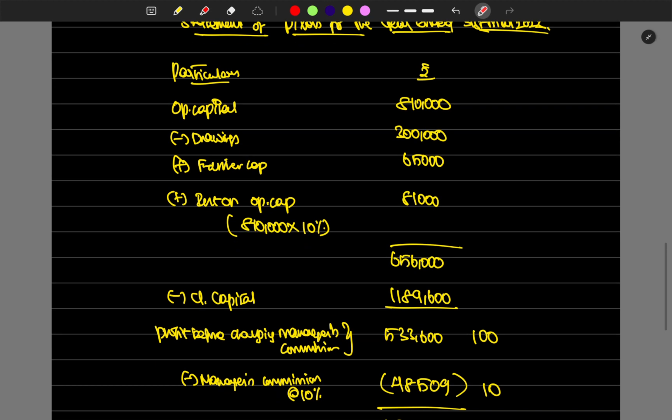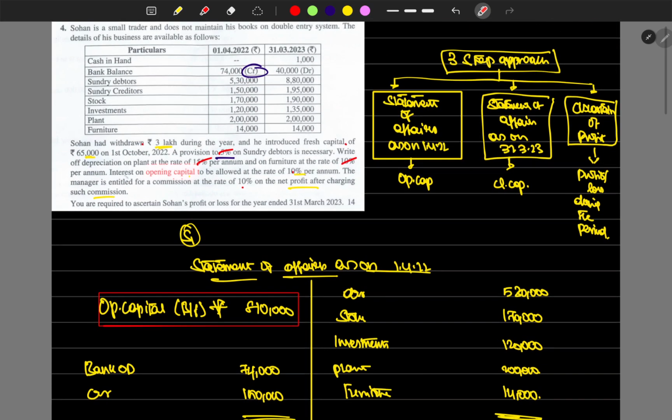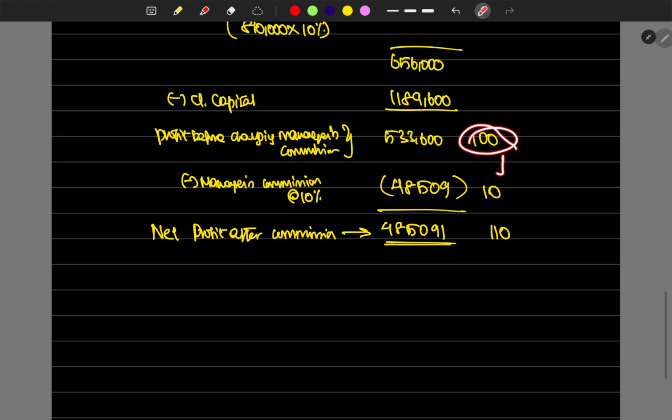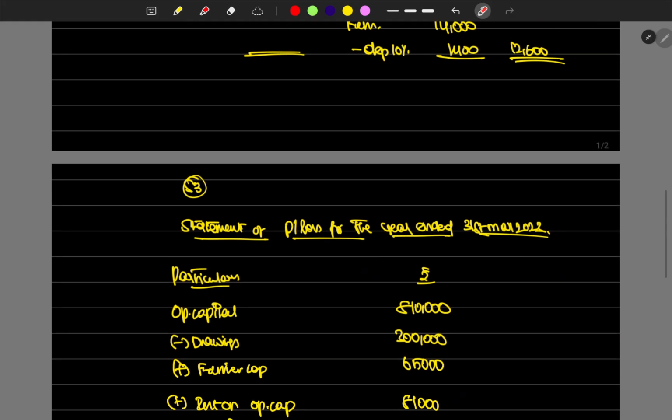The key catch in this problem is that interest on capital should not be deducted, because it is accumulated to the opening capital itself. If it is withdrawn, then we have to remove this. Okay, then we got the profit before commission, which is 5,33,000. This should be taken as the 100%, since the manager's commission is on the net profit after charging such commission, so it has to be 100, and then we take the manager's commission as 10%, and in total we get 110% as the profit before commission, and the net profit after commission follows from it. This is what the answer is. So this is how the problem should go. Thank you.